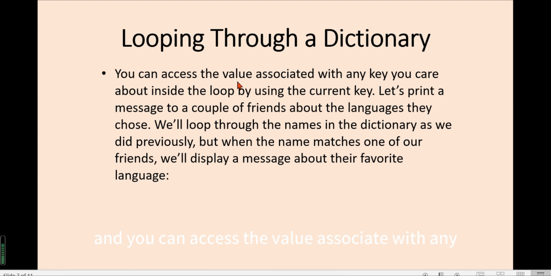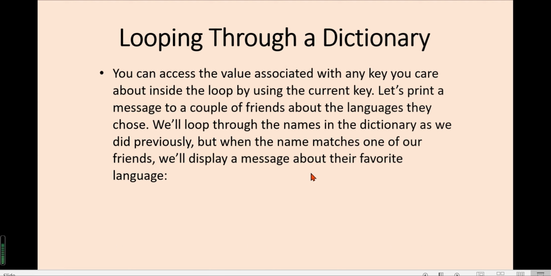And you can access the value associated with any key you care about inside the loop by using the current key. So let's print a message to a couple of friends about the languages they choose. We will loop through the names in the dictionary as we did previously, but when the name matches one of our friends, we will display a message about their favorite language.